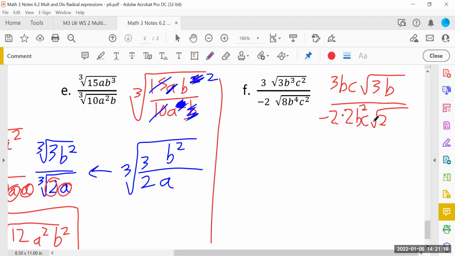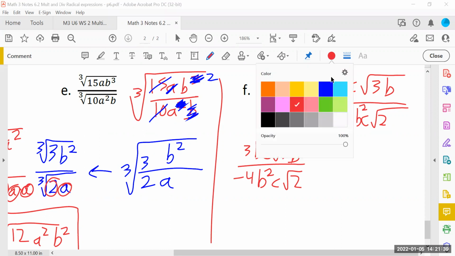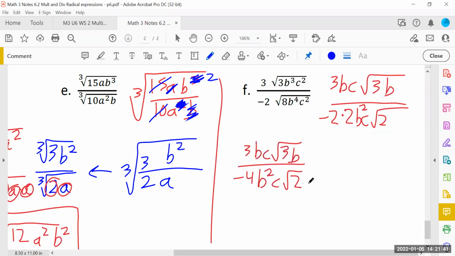inside the square roots. So all I have to do to rationalize this, right now I've got 3bc root 3b over -4b squared c root 2. The only thing I have to do to rationalize this is multiply top and bottom by the square root of 2. So I'm going to do that. Now, if there had been a square root of 2 on the top also, I would want to reduce that right now. Then I wouldn't have to rationalize at all. Again, it doesn't matter which method you choose to use. You can get the right answer both ways.